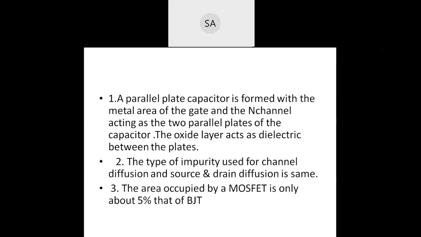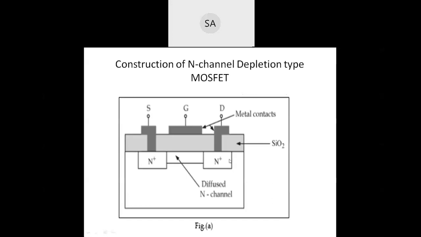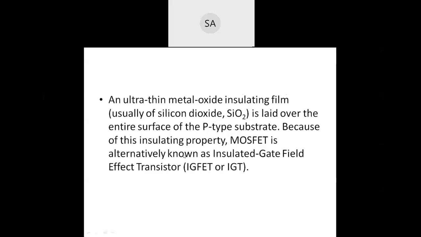The type of impurity used for the channel diffusion and the source and drain diffusions is the same. These are the N-type diffusions, and the channel diffusion is also N type. So the type of impurities we are using in this area is the same for the source, drain and the channel.